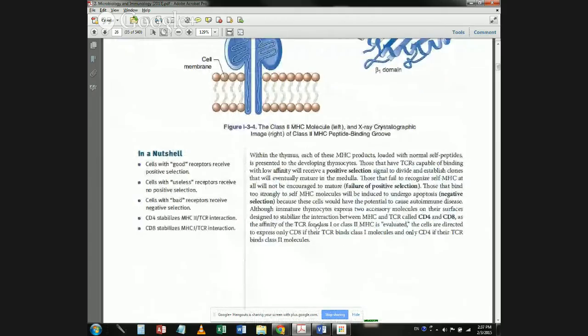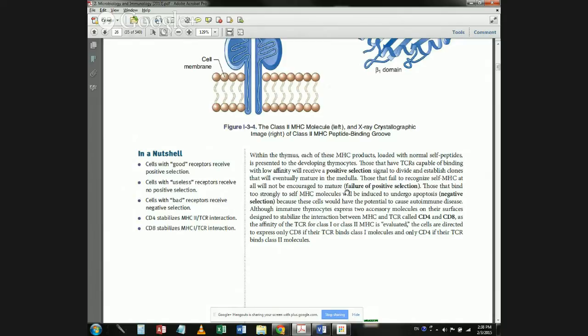Within the thymus, each of these MHC products, loaded with normal self-peptides, is presented to the developing thymocytes. Those that have T cell receptors capable of binding with low affinity will receive a positive selection signal to divide and establish clones that will eventually mature in the medulla.